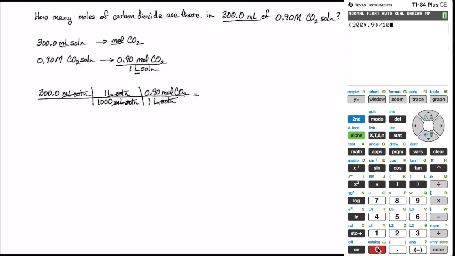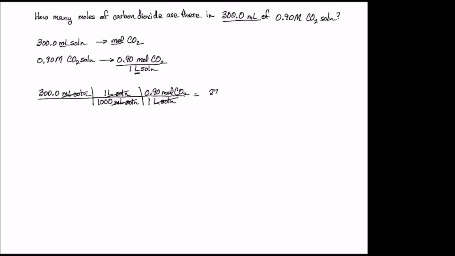So 300 divided by 1,000 times 0.9 gives us 270,000 moles of CO2. And that is incorrect. It did not look correct, and I did not key it in correctly. So let's try this again. 300 divided by 1,000 times 0.9 means you have 0.27 moles of CO2.